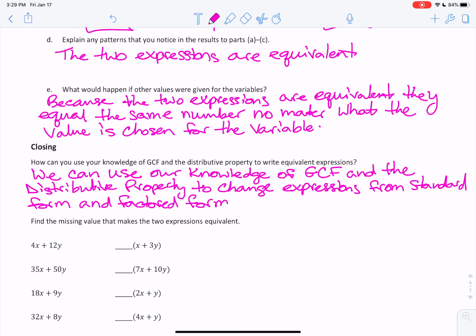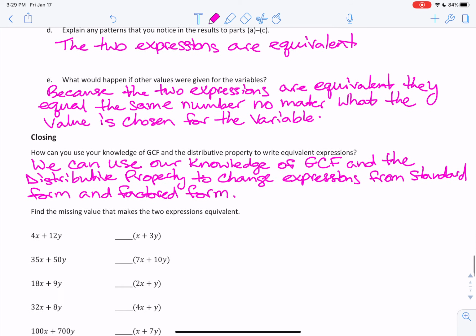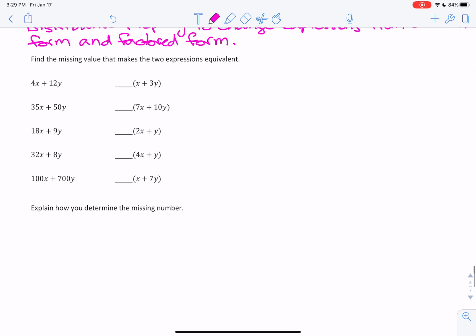So before the expression is factored, before you factor out the greatest common factor and write it with the parentheses, before that it's called standard form. So we can use our knowledge of the greatest common factor and the distributive property to write expressions from standard form and make them into factored form. So now we have find the missing values that make the two expressions equivalent. So before you had to come up with what would the factored form be. Now they give you the leftovers and the parentheses and you just have to try to figure out what the greatest common factor is.